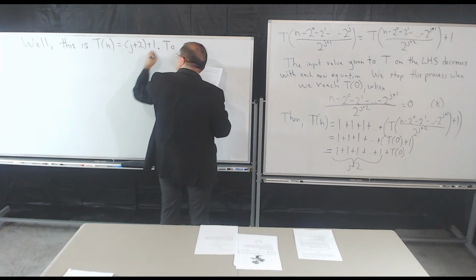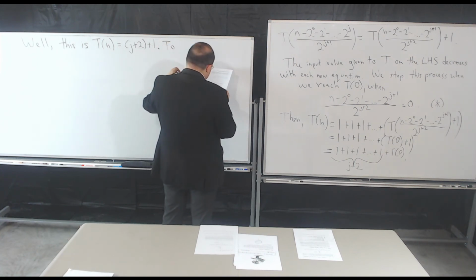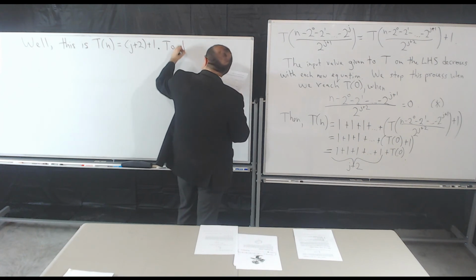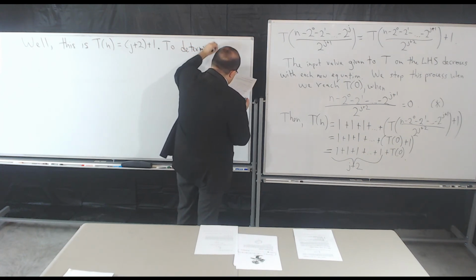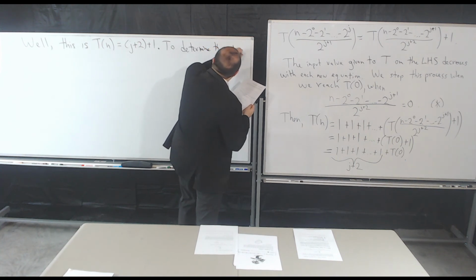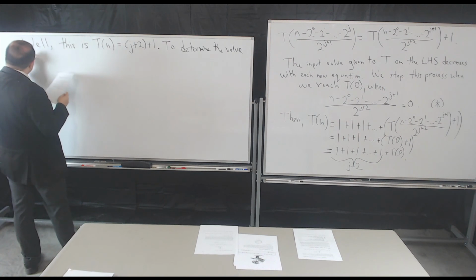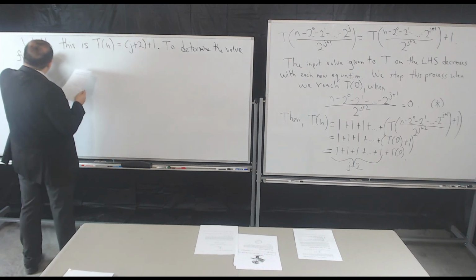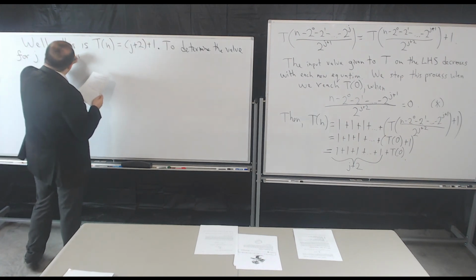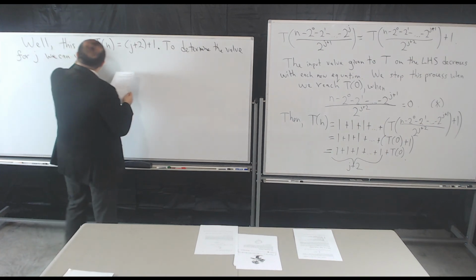So we need to determine what j is, because we don't know what j is. So to determine the value for j, we can use star.